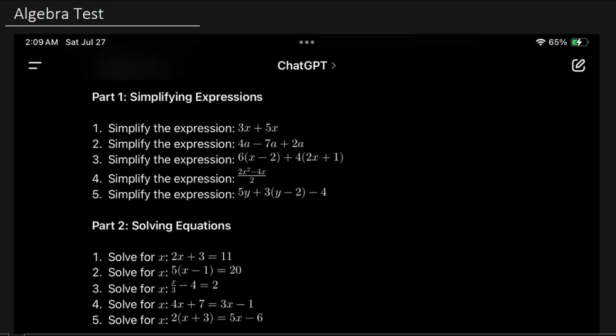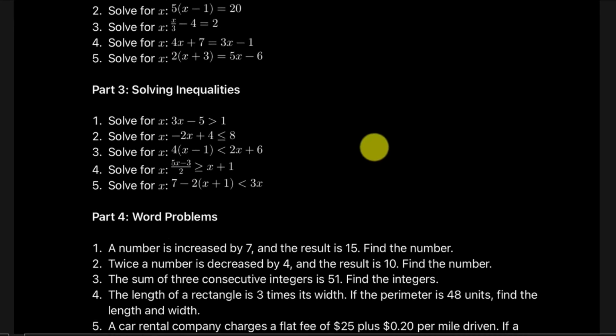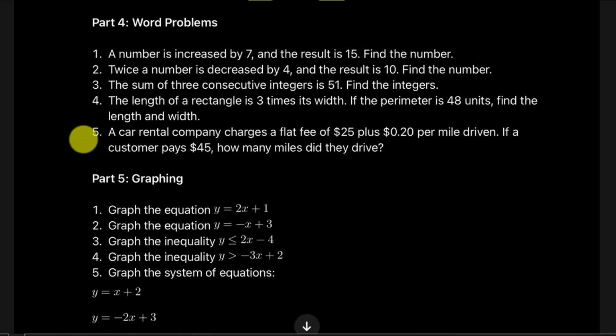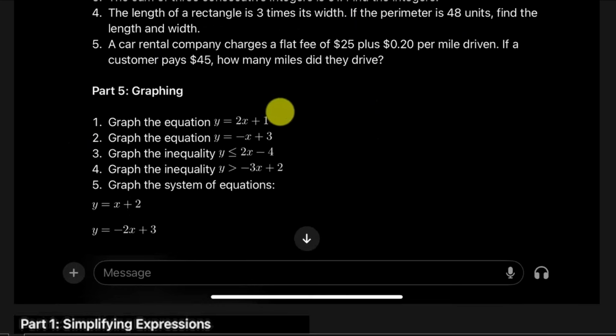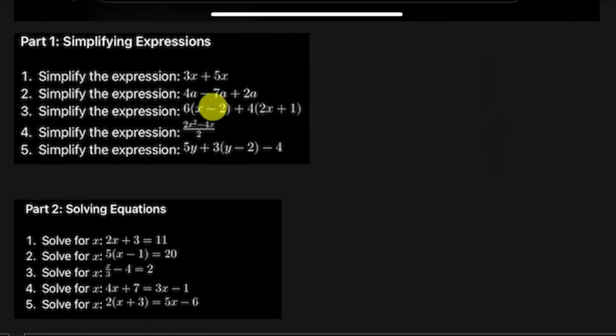Here's the test. We got to simplify some expressions. We're solving some equations. We've got some inequalities to solve. We got some word problems to solve. And then we've got some stuff to graph. So that's a screenshot of my iPad. And what I did is I just took each part and broke them up and blew it up so you can see it a little better. So, let's do number one.